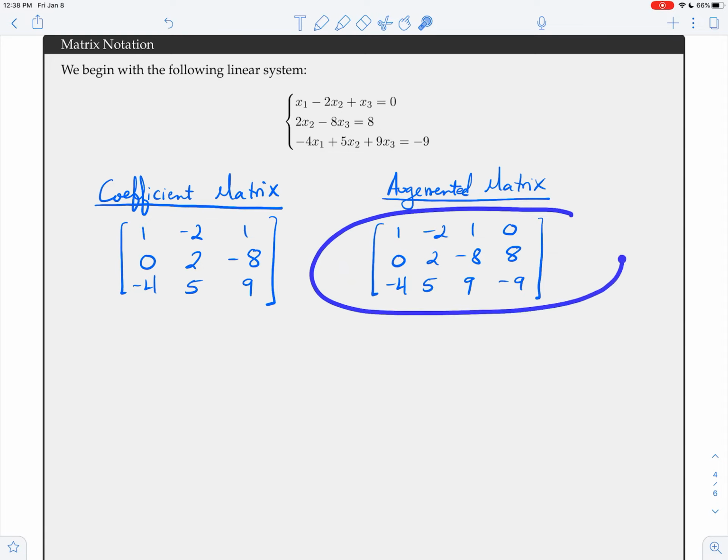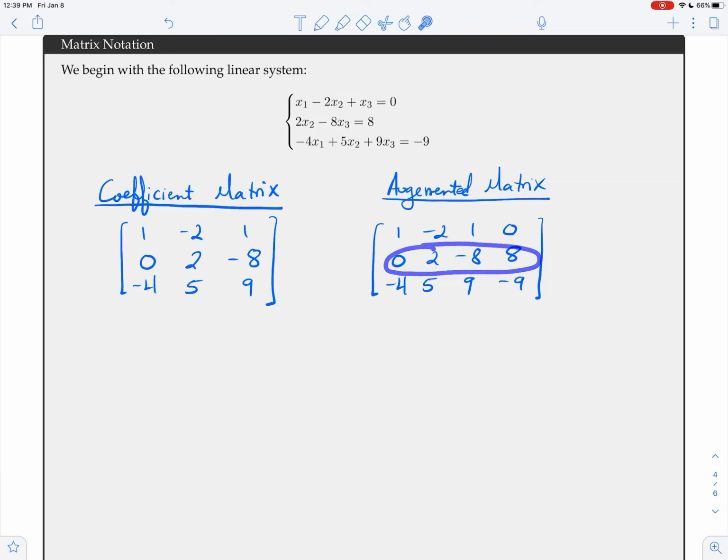There are a lot of benefits to this notation computationally, but the main thing is that it's just cleaner and easier to work with. I don't need to write down x1, x2, and x3. Simply where I put the numbers tells me. I can read off that this equation says 0x1 plus 2x2 minus 8x3 equals 8. It's always equals the last number. Okay, so a couple of things.